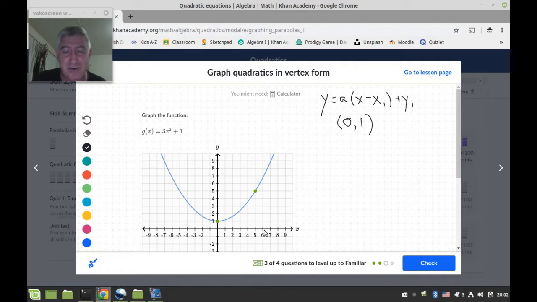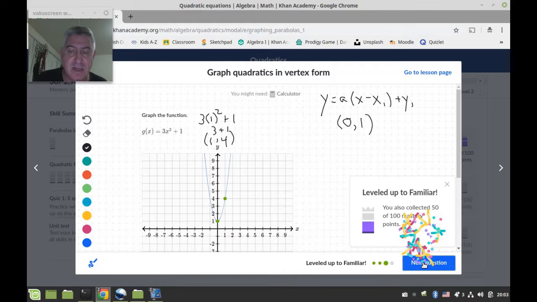So I also know I have no x-intercepts, so I'm going to have to choose a different point. And I'm going to choose where x equals 1. So we're going to try just replacing x equals 1. So I have 3 times 1 squared plus 1 is equal to 3 plus 1 is equal to 4. So my point is 1 comma 4. There we go. So let's double check. 0, 1, 1, 4. I have 2 points, and I've graphed. Okay. We have one more question on this set.